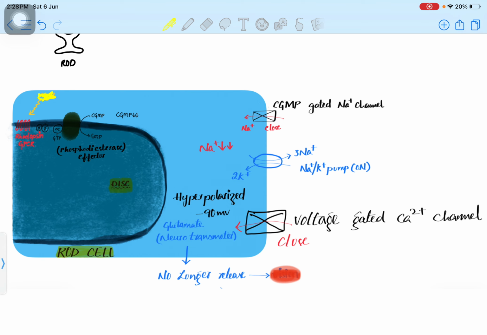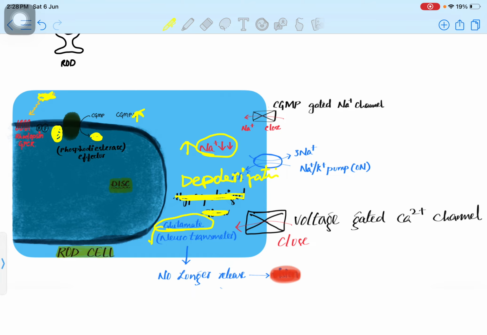But for example, in this condition, light is not falling on the GPCR, so the alpha will not attach here, so the GMP will not form, so the cGMP concentration remains high, so the sodium and calcium also start increasing in this condition, and our hyperpolarization will not happen. So here the depolarization condition happens.